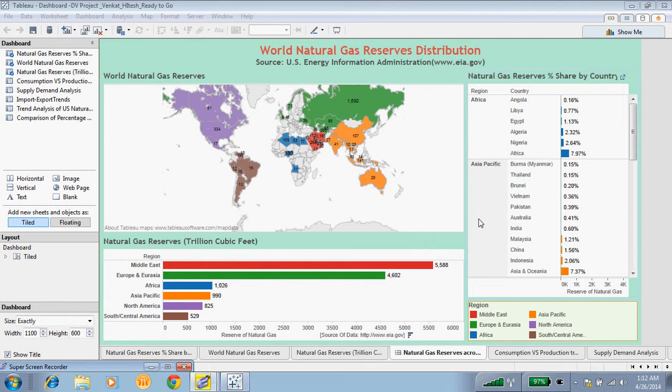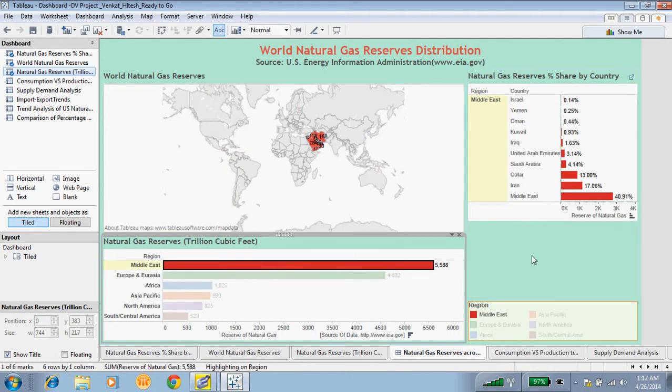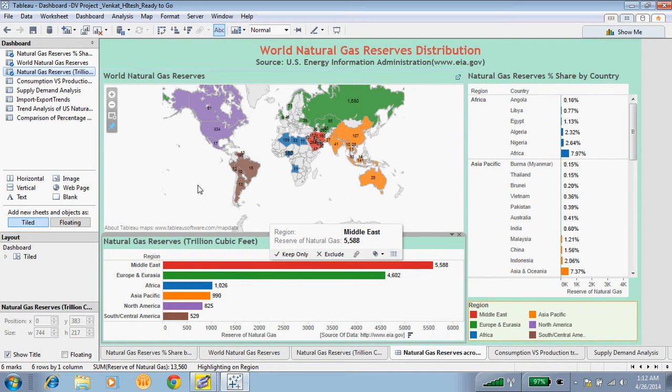And we have interconnected these three visualizations, and if you click Middle East, you get the distribution of gas reserves, the percentage share within all the Middle East region, all the countries' data, and the same thing is shown here in the map. So this particular visualization will be useful for the chief strategic officer of any natural gas company who wanted to invest there for a new business.